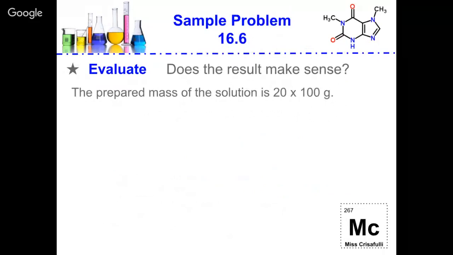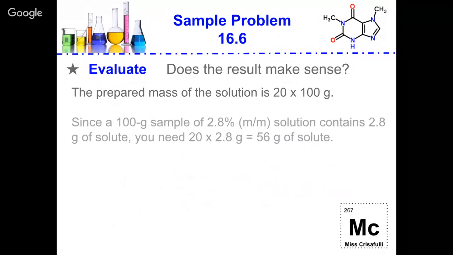And again, does it make sense? So we know that 2,000 grams is 20 times 100 grams. Since a 100 gram sample has about 2.8 grams, we can do 20 times 2.8, which is 56, and that's about what we got.